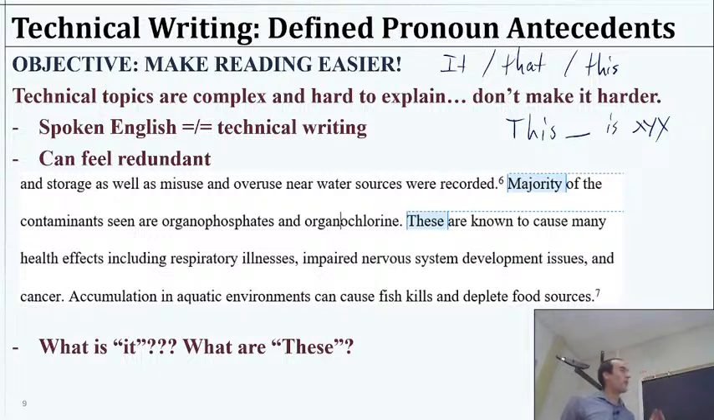So when I write on your writing "undefined antecedent," or maybe I'll just be a little less formal and say, "what is this?" What I'm referring to is that "this," or "it," what is it? I'm calling it out to say this has not been defined in your sentence here. So sometimes it'll feel redundant, but it's really good to define in the context of technical writing.